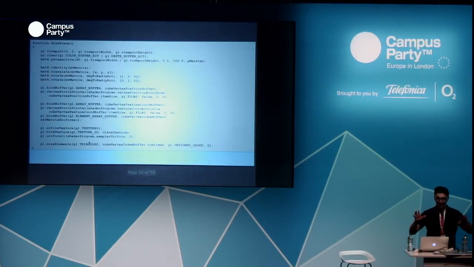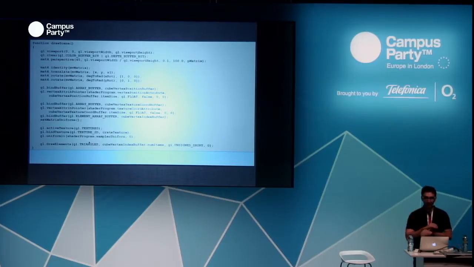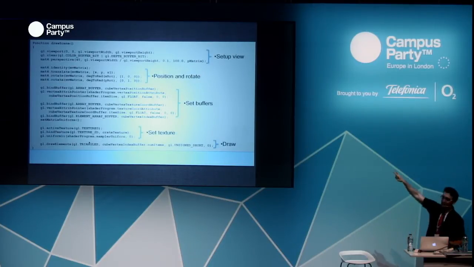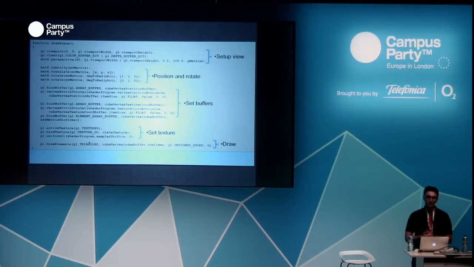Gonna jump into that same function again. We're just gonna go for it one more time. You're never gonna have to see this again in your life. The first bit just sets up the view. The second bit positions whatever you're gonna draw and rotates it. The next bit just sets the buffers. What are you gonna be drawing? Next bit after that is use this texture. The last bit just draws.